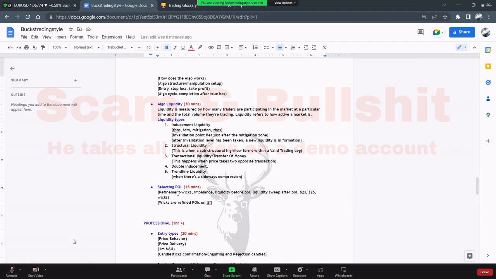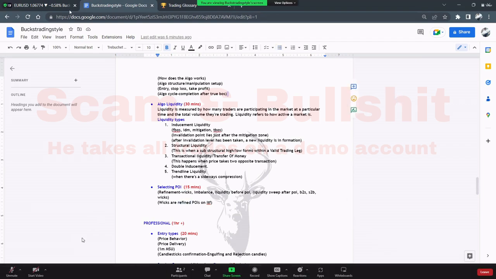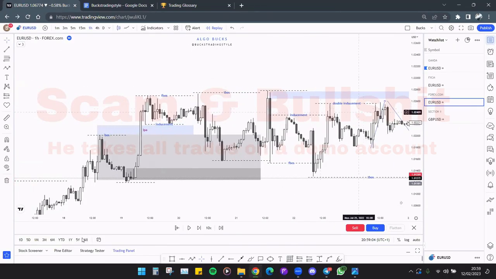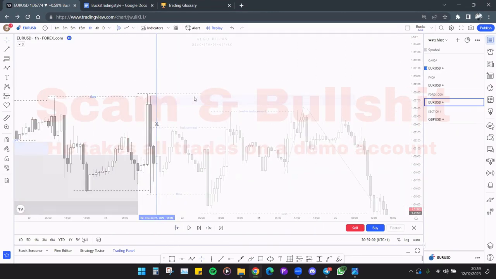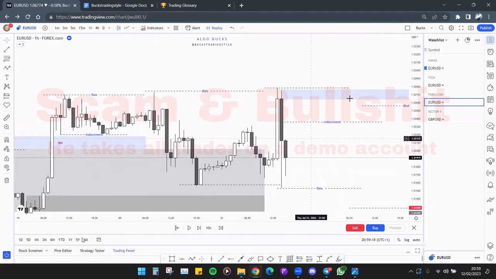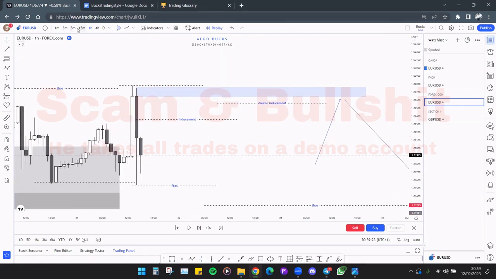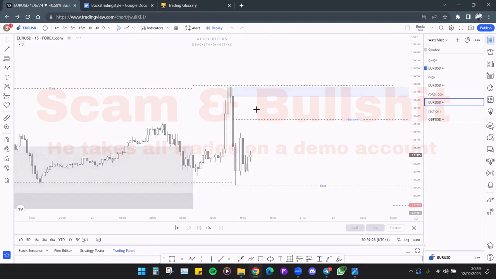Selecting POI, refinement, wicks, imbalance, liquidity before POI, all of this. Now, candlestick wicks are refined POI on lower time frames. This wick right here is from the 1 hour time frame. Let's go to a lower time frame and see the refinements. Let's see the 3 minutes.